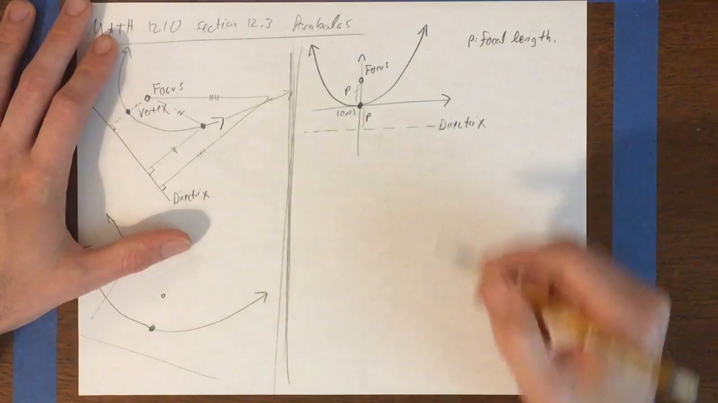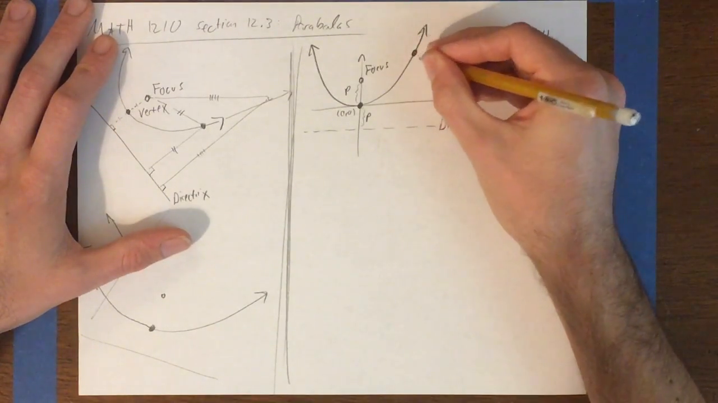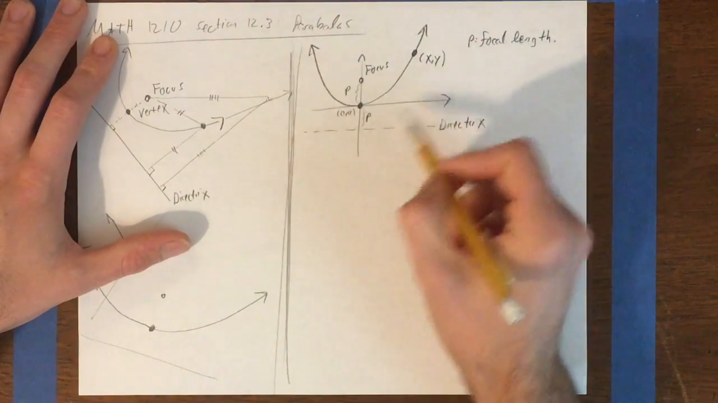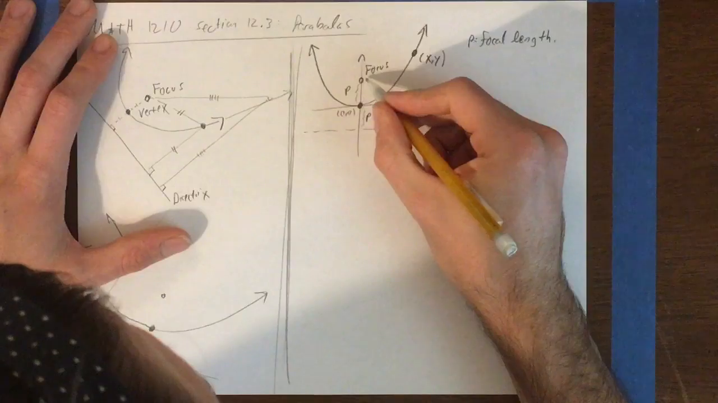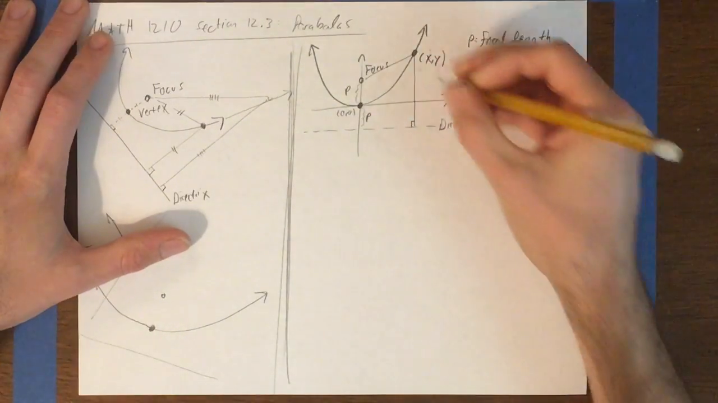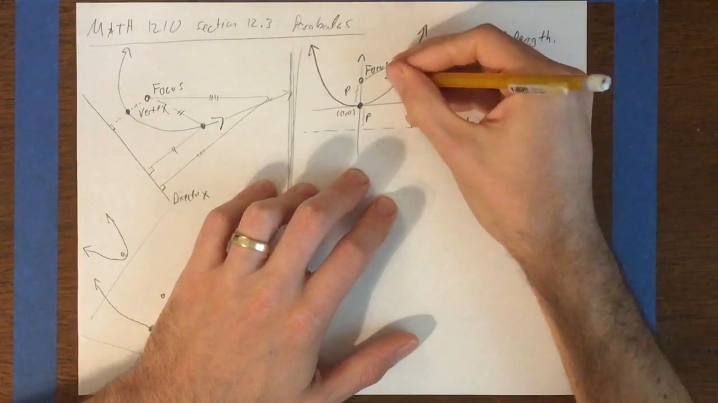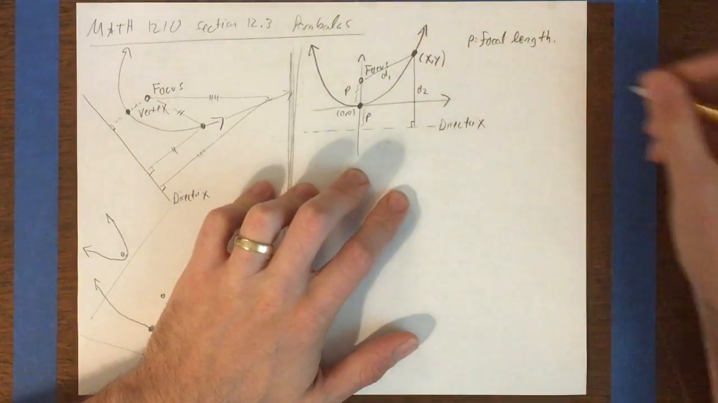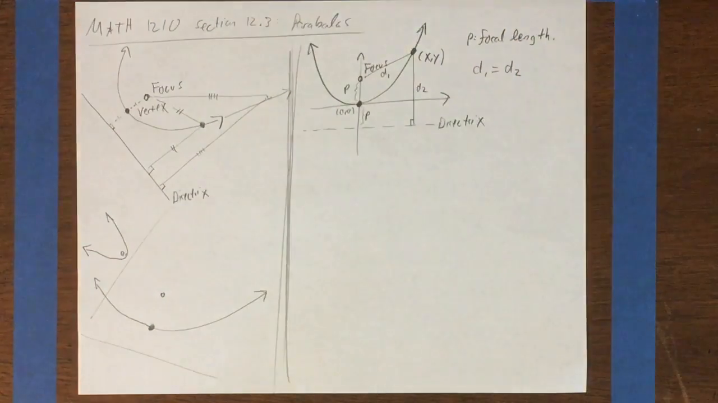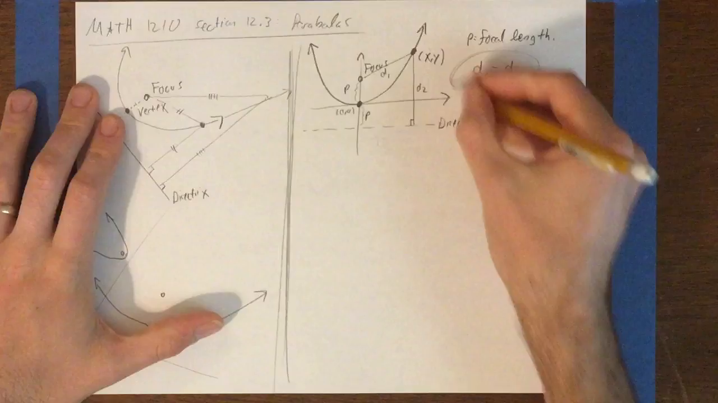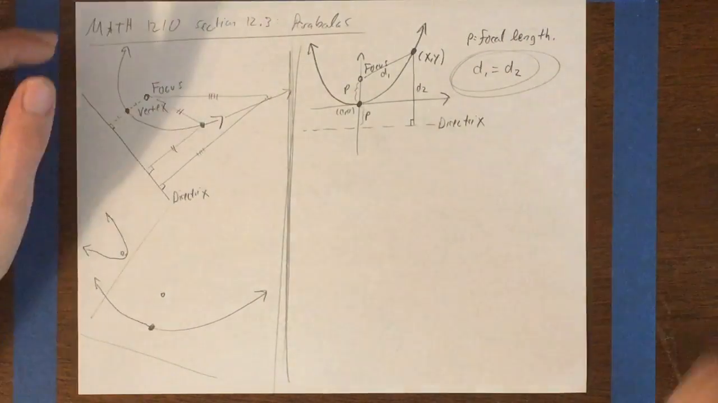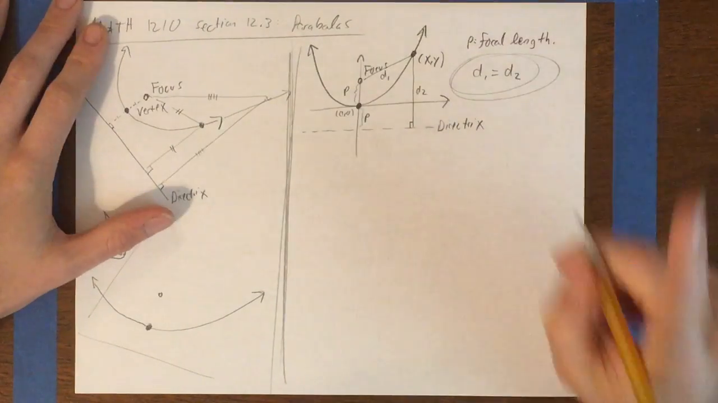So now, if we have a point somewhere on this parabola, let's call it point xy, let's have that be a variable point. It could be anywhere on this parabola. The distance back to the focus and the distance down to the directrix should be equal to each other. So I'm going to call those distance 1 and distance 2. And we're going to say distance 1 equals distance 2. Okay, that fact should define the parabola. And so we're going to use that to come up with an equation for this parabola.